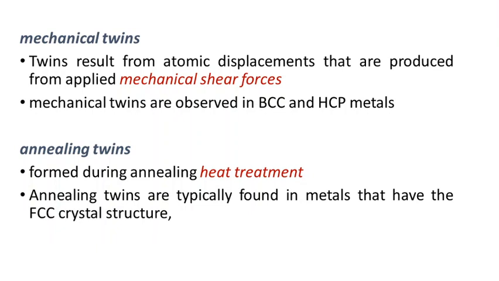Another possibility for the formation of twinning is the annealing twin. Okay, this twinning forms during a heat treatment process. Annealing is a heat treatment process which we will discuss later. Annealing twins are typical twins formed in a material when it is subjected to heat treatment, and they are commonly observed in face-centered cubic crystal materials.